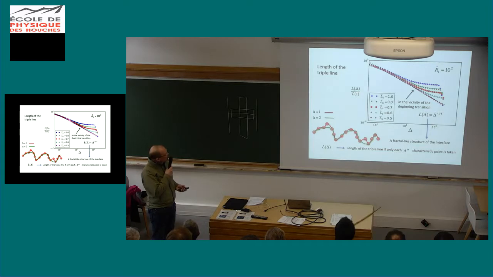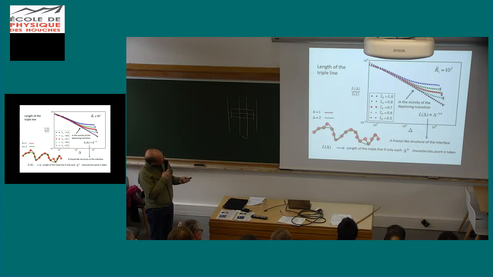You have a lot of critical phenomena that you can see there. So you can see how the length of the triple line is changing as you are approaching the transition point. You can measure the length of the triple line by connecting not the neighboring points, but the second neighboring characteristic points and so on. So you can measure the length of the triple line by connecting each delta characteristic point in your system. This is how fractal properties are usually derived.